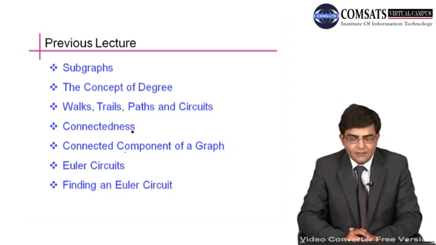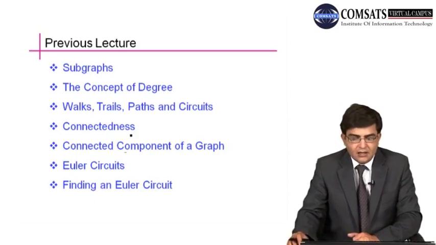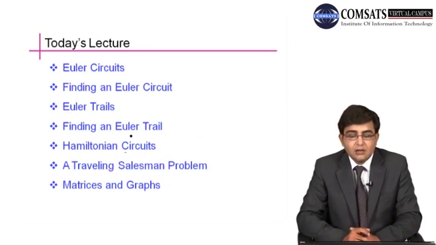components of a graph are. In the previous lecture we didn't have much time to discuss Euler circuits and how to find an Euler circuit. So in today's lecture first we shall discuss Euler circuits and how to find an Euler circuit in a graph. And further we shall also discuss Euler trails and how to find an Euler trail. We shall also discuss Hamiltonian circuits and a very famous problem which we can solve by using Hamiltonian circuits. And if we have time we shall also discuss matrices and graphs.